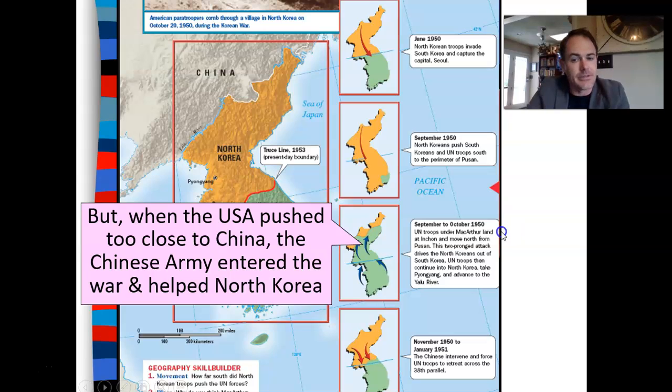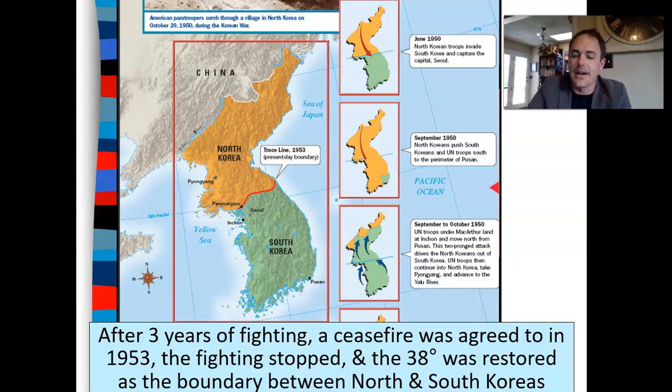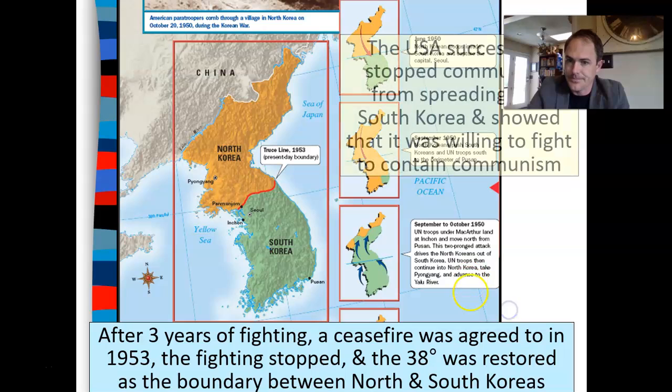However, they didn't just stop at the 38th parallel. They pushed all the way into the north, got too close to China, and as a result, the Chinese army entered the war and came to the aid of the North Koreans. Fighting continued for another year or so, and finally a ceasefire is agreed to in 1953. Ceasefire just means fighting stops, but no peace is declared. The war is not over, and the 38th parallel is restored as the boundary.